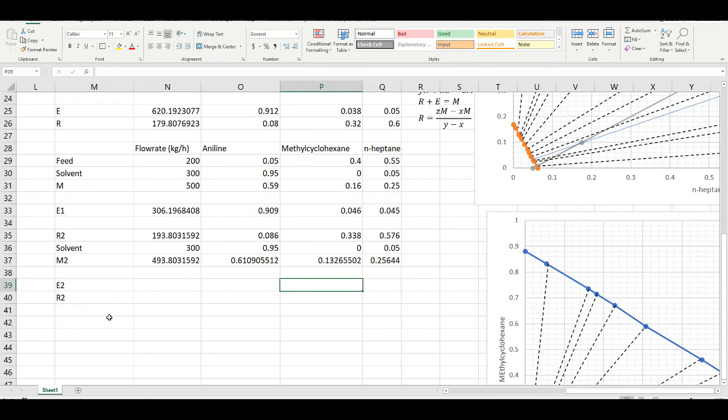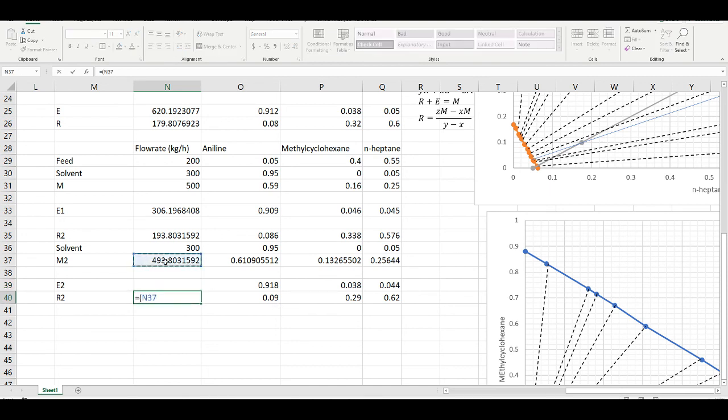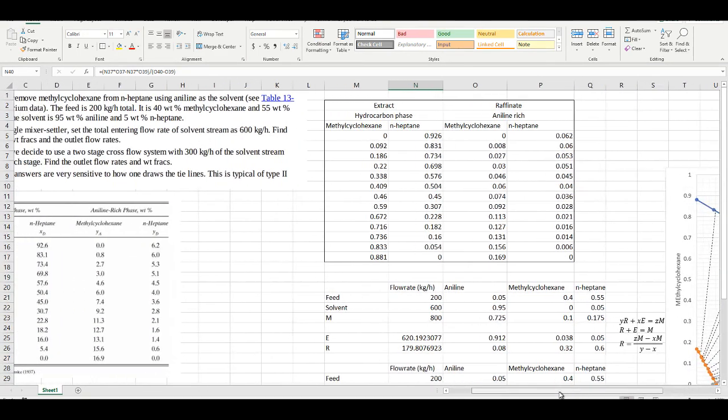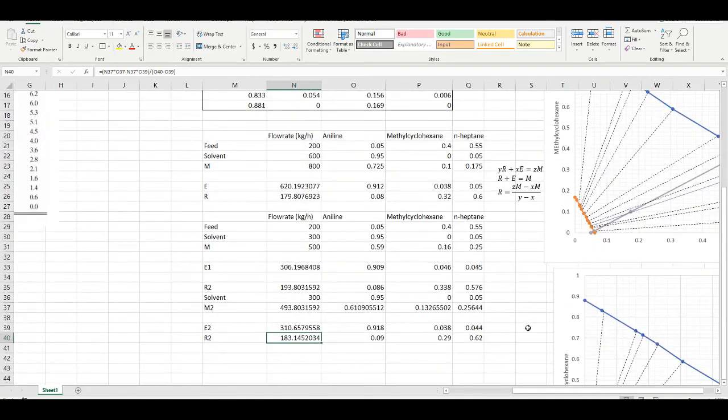So for the extract stream, I would say, again, this was 0.038, 0.04, and then in terms of methylcyclohexane, this was about 9, and now the flow rate, once again, is calculated the exact same way. So let's go ahead and do that. There we have it. That is our final composition.